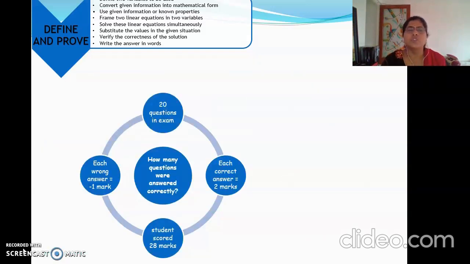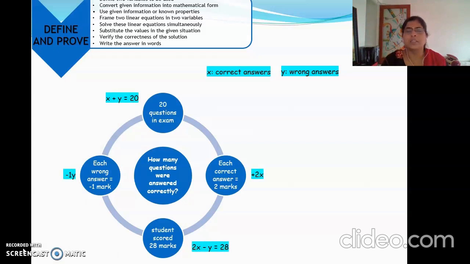Now here in the third situation, we have to find how many questions were answered correctly. Let's assume the boy answered x questions correctly and he gave y wrong answers. Now as there are 20 questions in the exam, x plus y is equal to 20. And as he got 2 marks for each correct answer, he will get plus 2x marks. But at the same time, he gave y wrong answers, so minus y marks will be deducted from 2x, and total marks are 28. The second equation is 2x minus y is equal to 28.